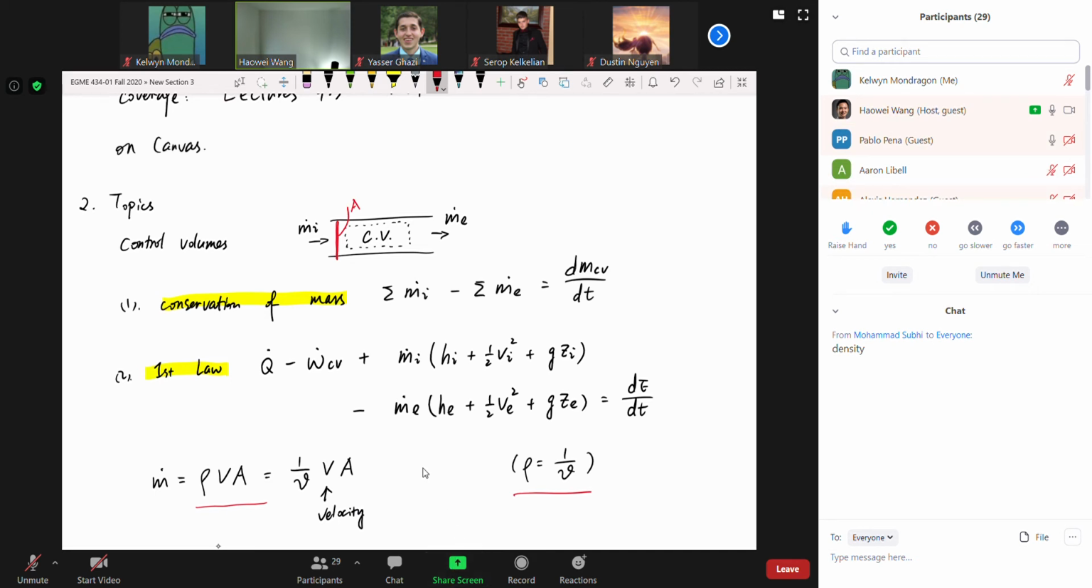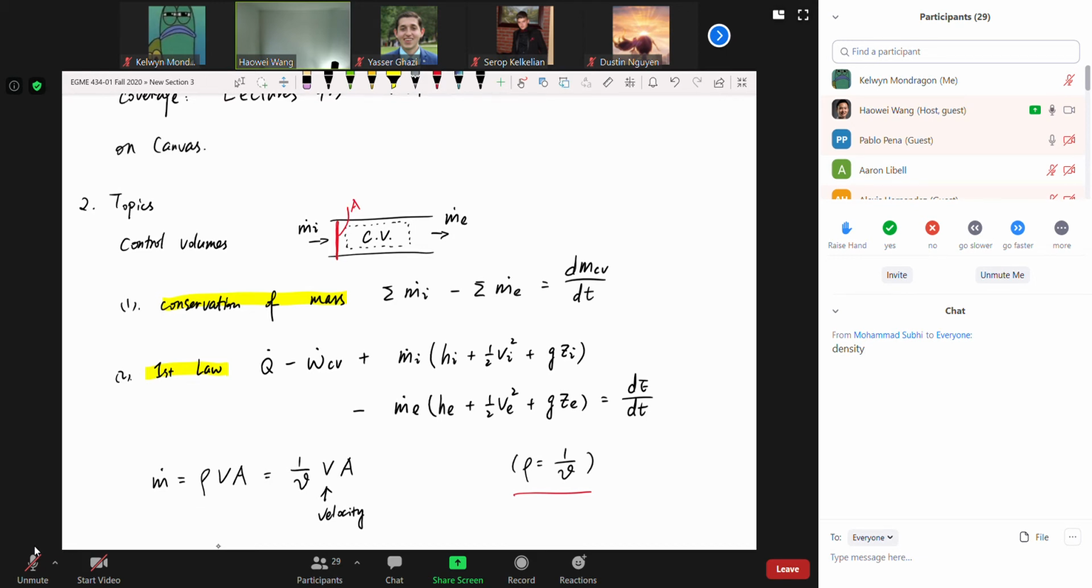What is V? Velocity. Some of you may mix it up with what? Volume. That's not volume. Right? Rho V A, the V means velocity. Okay, and A is the cross-sectional area. So this is how you usually calculate mass flow rate. Rho V A. V is velocity. Okay. All right.